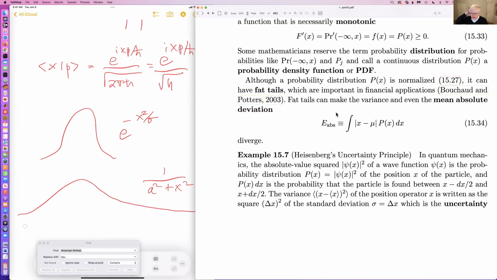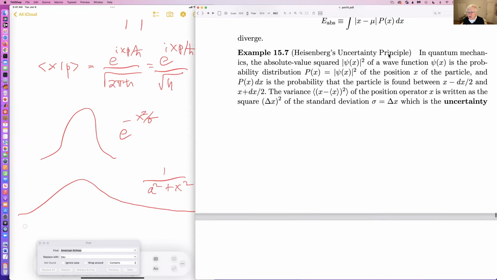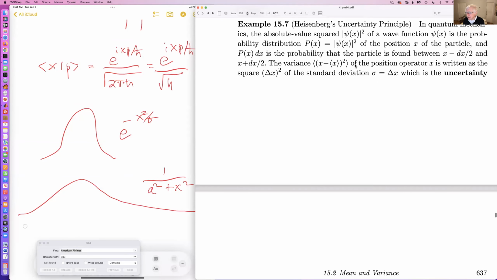What about Heisenberg's uncertainty principle? Do you want me to do that, or do you already know that? You've seen that 100 times and you don't want me to bore you to death. So Heisenberg's uncertainty principle or not? Quick, I need a quick yes or no from somebody. All right, somebody said yes.